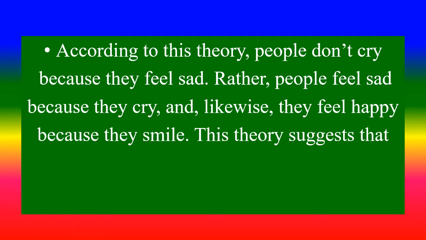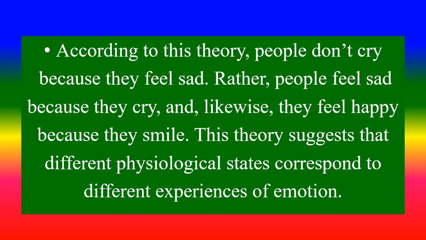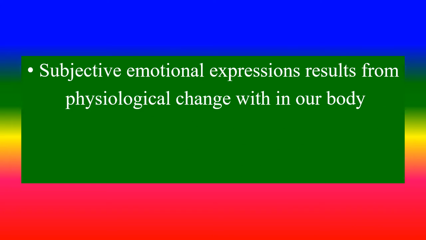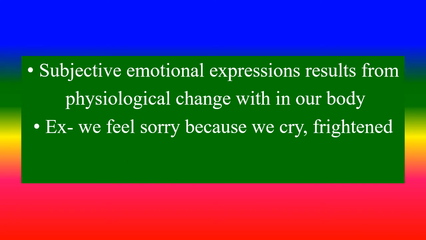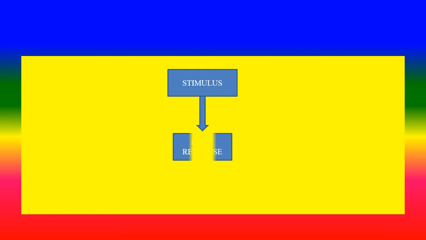This theory suggests that different physiological states correspond to different experiences of emotion. Subjective emotional experiences result from physiological change within our body. Example, we feel sorry because we cry, frightened because we run away from something. Look at this flow chart: stimulus, body response, and fear.